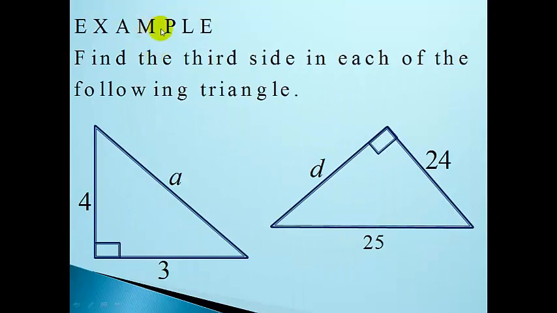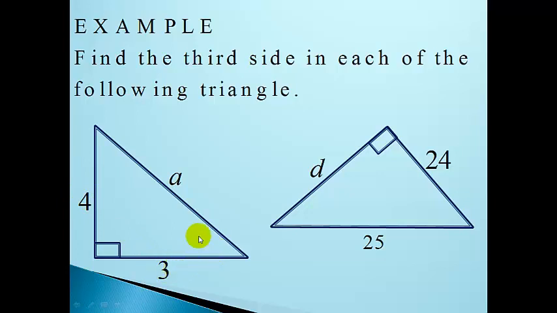Now let's look at this example and see how best we can solve this problem using the Pythagoras theorem. Example: find the third side in each of the following triangles. When we consider the first triangle, we can see that we are given two sides. Now look at where we have our 90 degrees angle. The side that is opposite to the 90 degrees angle is the longest side, and the longest side of a right angle triangle is called the hypotenuse. It means that the other two sides are 4 and 3.